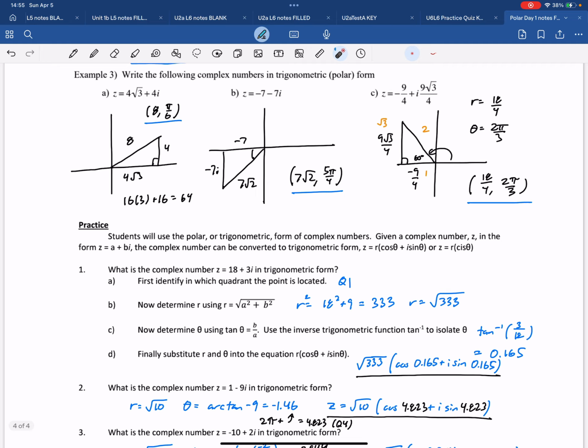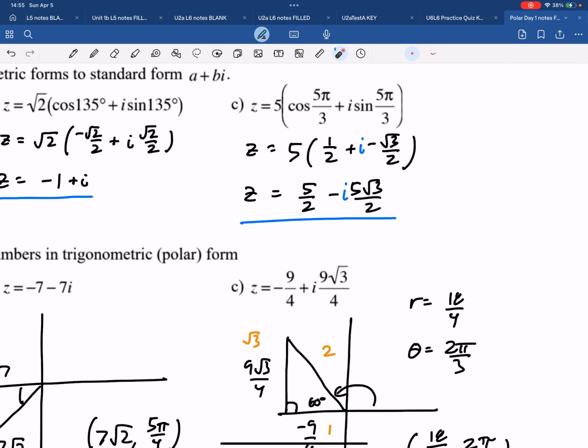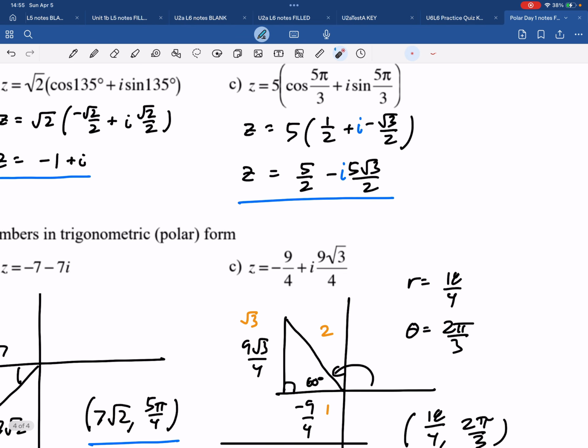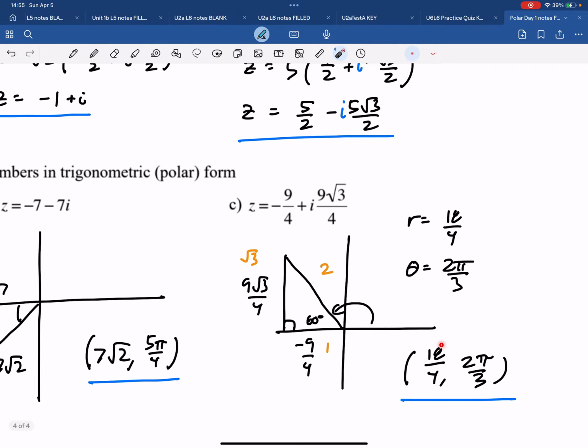And then the last one, we have a kind of hidden root 3 over 2 and a 1/2 here. So the 9 root 3 over 4 is going to be across from the 60. The regular negative 9 over 4 is going to be across from the 30. The hypotenuse is going to be double that, so that's 18 over 4, which is our radius. And if this is 60, this total angle is 2 pi over 3. So this becomes 18 pi over 4, 2 pi over 3.